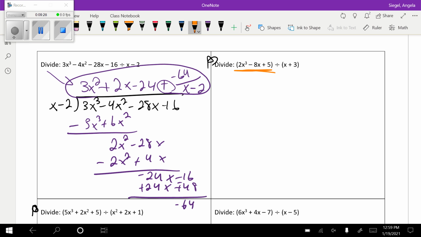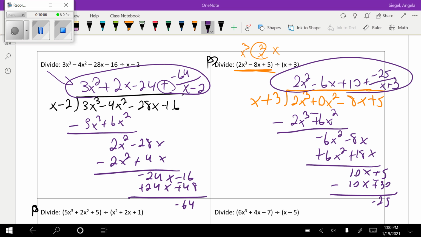What I want to point out on this one is that it goes from x to the third to just an x. So we're missing an x squared. So we need to account for that. So when I write this out, I'm going to say 2x to the third and then plus 0x squared. So what this is going to do, it's not going to affect my answer, it's just going to give me a little filler, and it helps me organize my numbers a little bit better. And then minus 8x plus 5. So go ahead and take it away from there. That's the only difference.